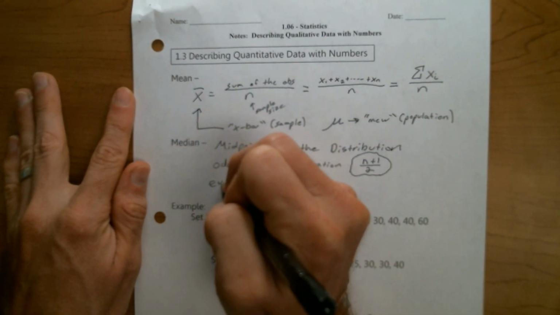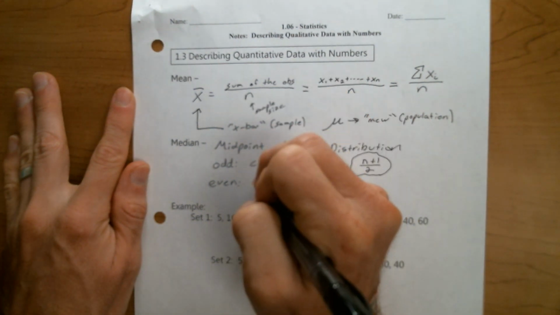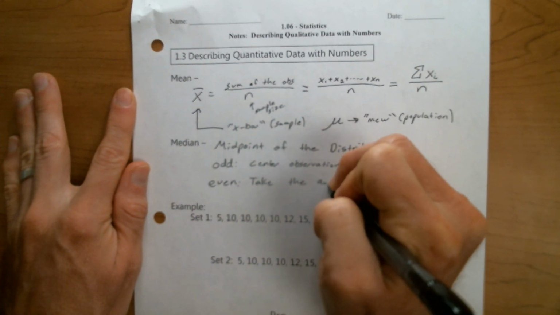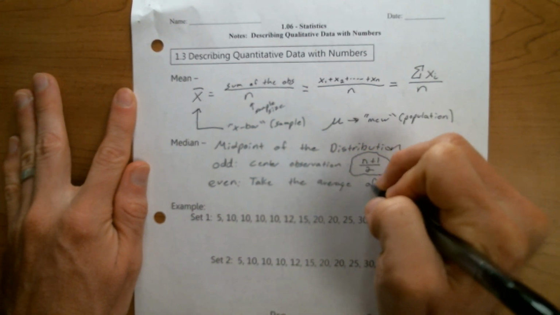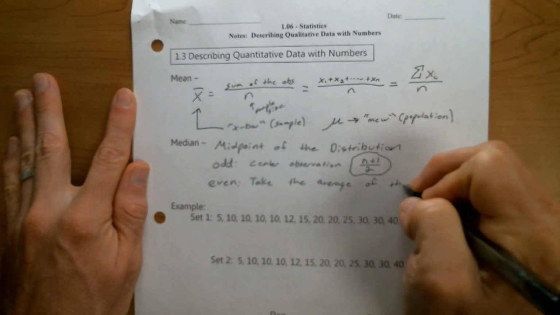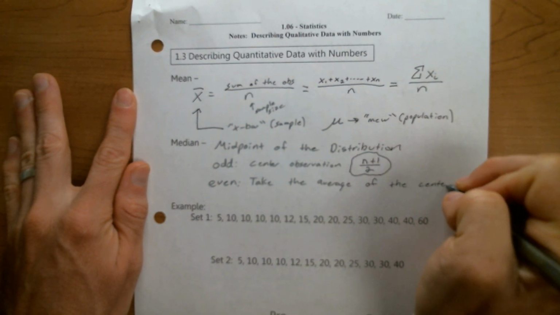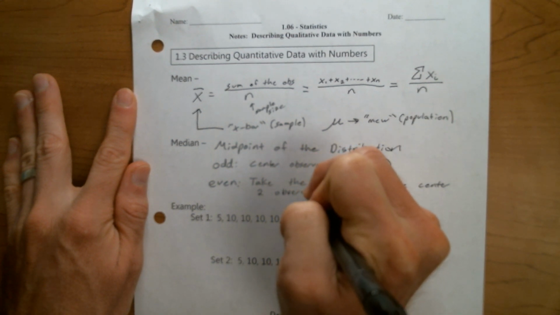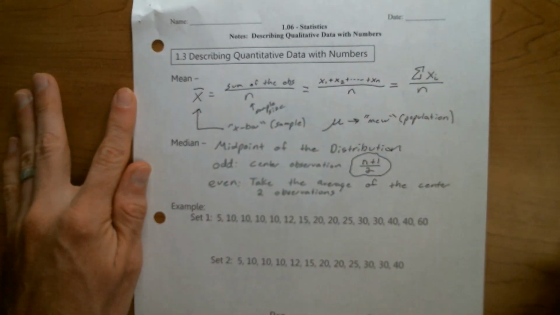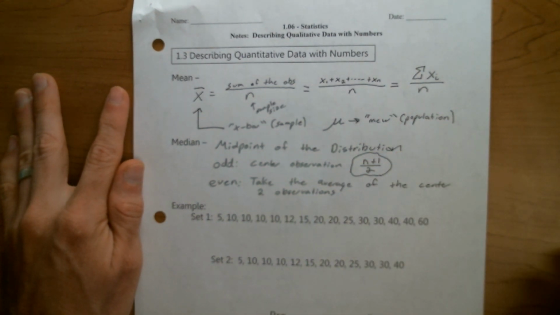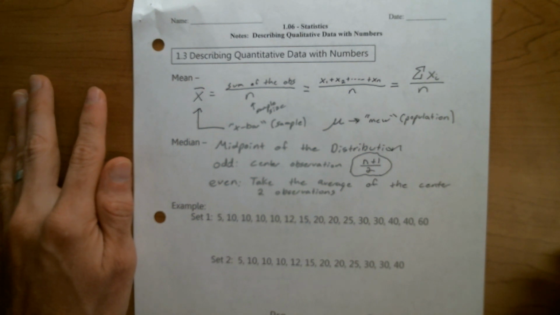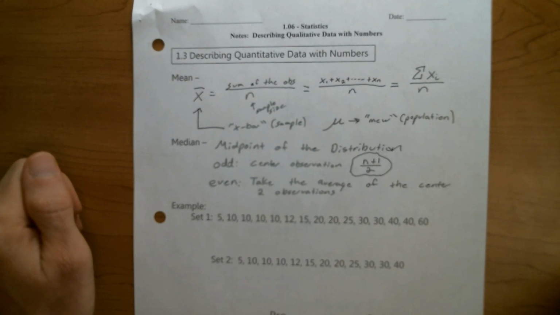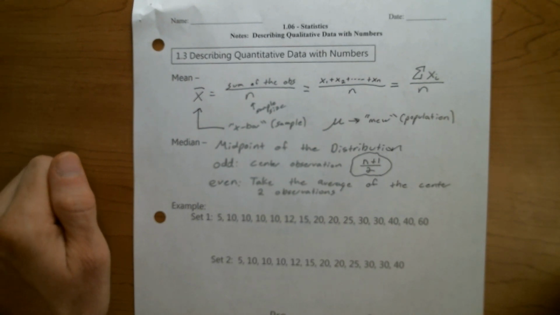And then when there's an even number of observations, you just take the average of the center two observations. So for example, if you had 10 observations, the middle falls between observations 5 and 6. So you would average those two together and find your median that way.